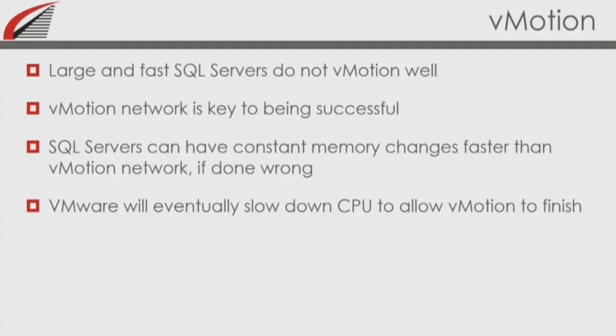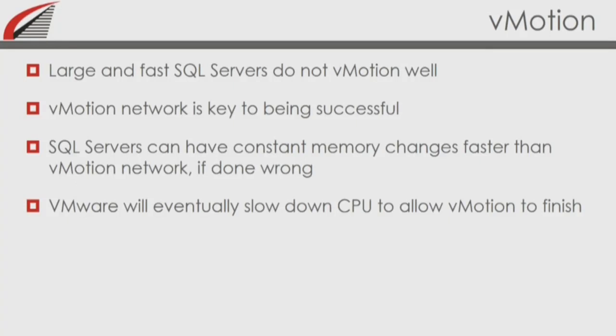vMotion. So large SQL servers have problems with vMotion. They work great, rarely fails. The problem is, especially if you happen to have a slow vMotion network, i.e., I have a customer with a 1 terabyte VM and a 1 gig vMotion network. Do you know how long that takes to copy over?